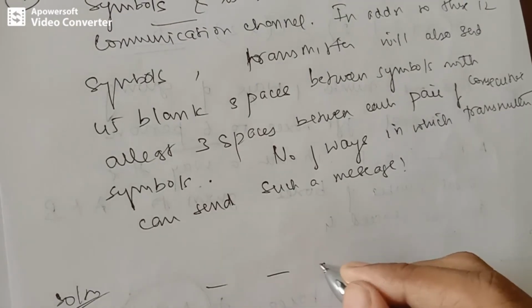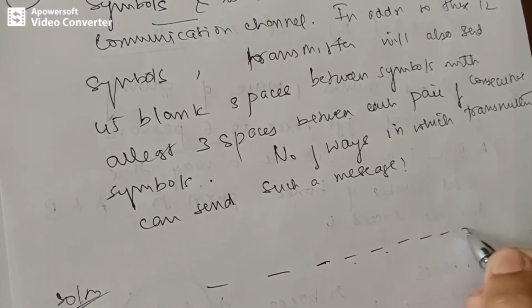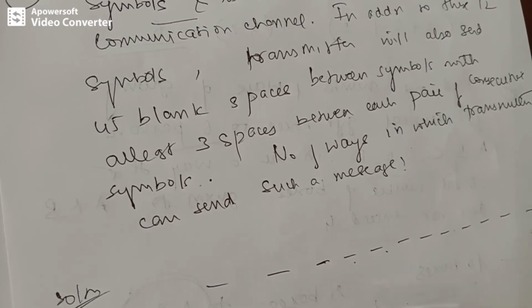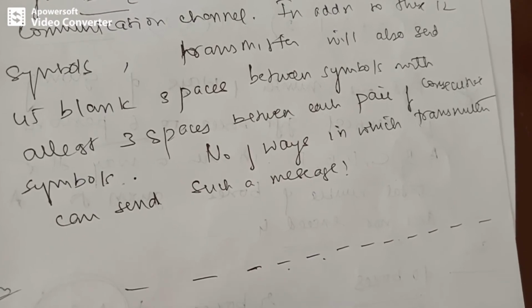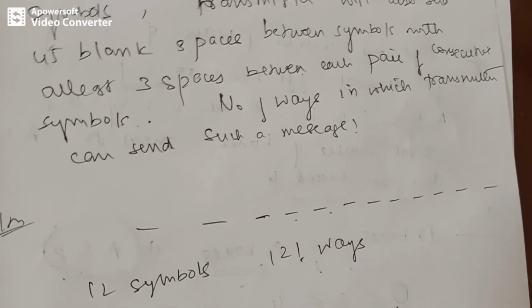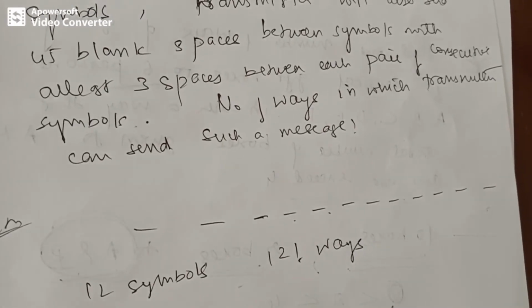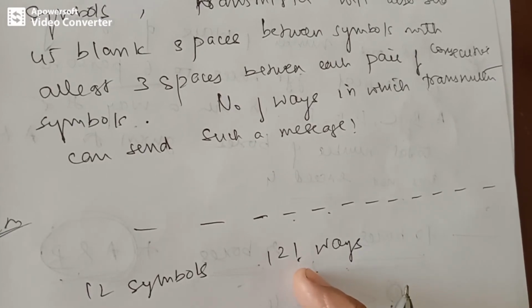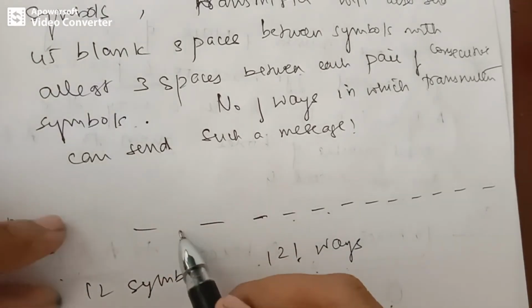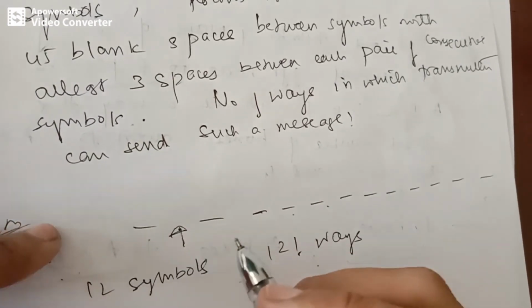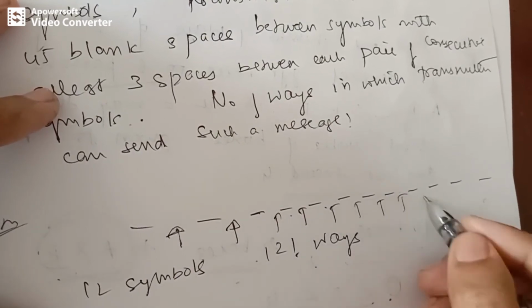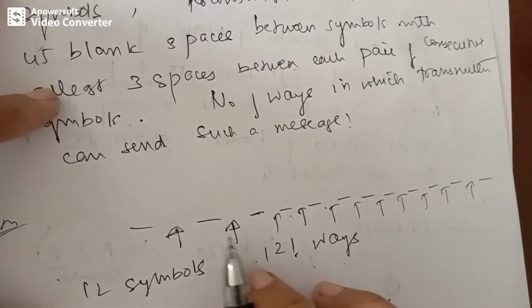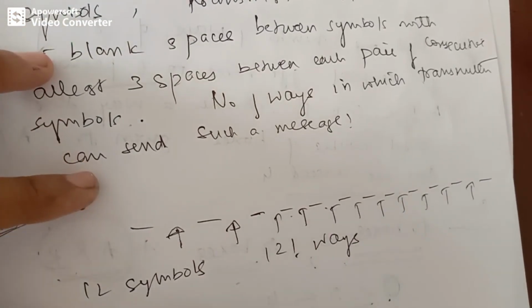So we have 12 symbols. These 12 symbols, as we know, can be arranged in 12 factorial ways. But for each of these arrangements, how many positions are there? If you observe, this is the first position, second, third, 4, 5, 6, 7, 8, 9, 10, 11. So in between the 12 symbols, we have 11 spaces.